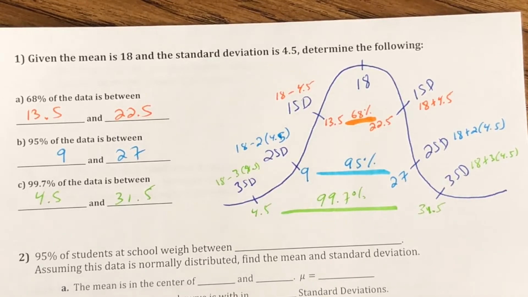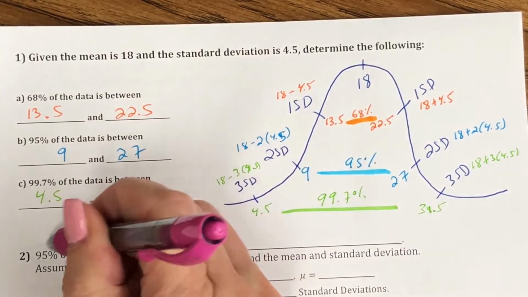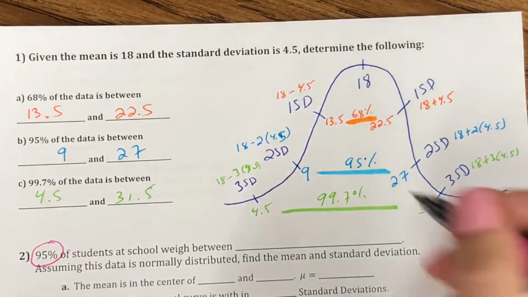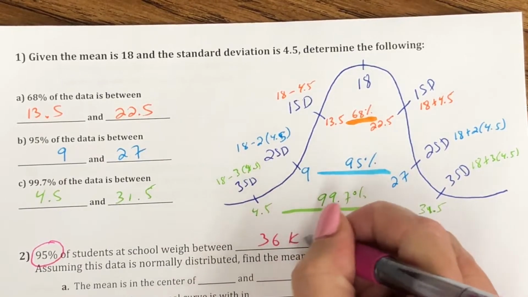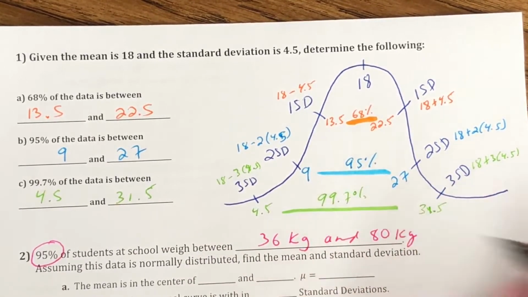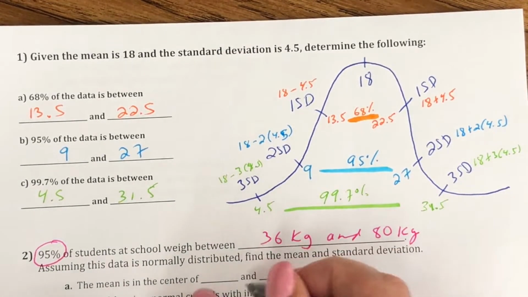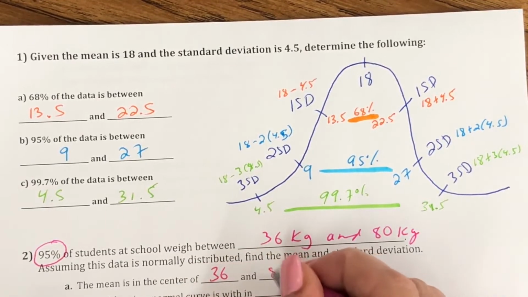Okay, on number 2, we're going backwards. I'm telling you that 95% of the students, that's an important piece of information right there, is between 36 kilograms and 80 kilograms. Assuming this data is normally distributed, find the mean and standard deviation. So the mean is going to be the center of 36 and 80.